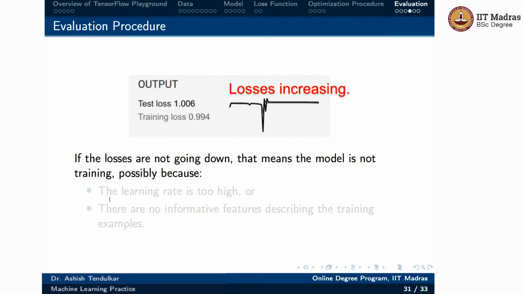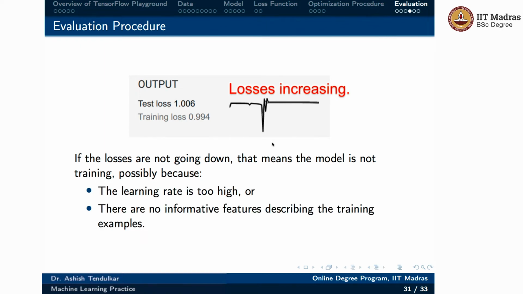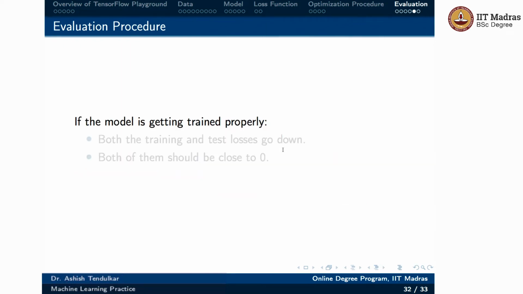This is another picture where instead of decreasing, the losses are actually increasing. If this is happening, this is not a good sign. This means that the model is not training properly. This could happen because the learning rate is too high, or there are not many informative features describing the training examples. If the model is getting trained properly, both the training and test loss should go down, and both of them should be close to zero at the end of the training process.